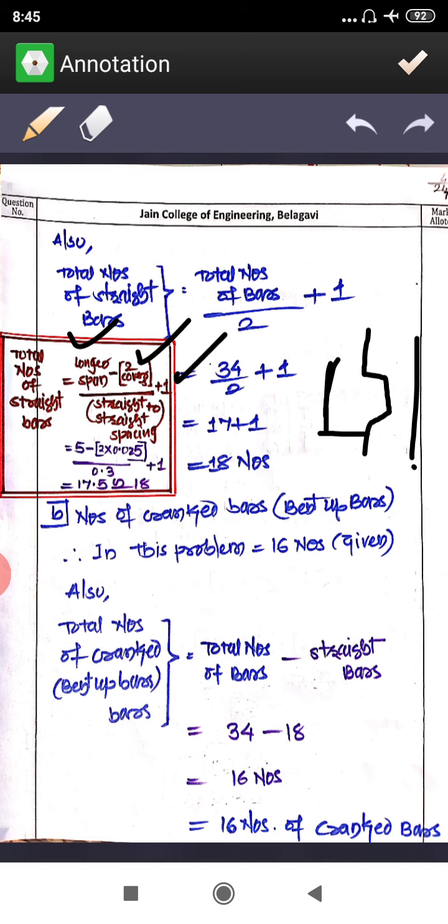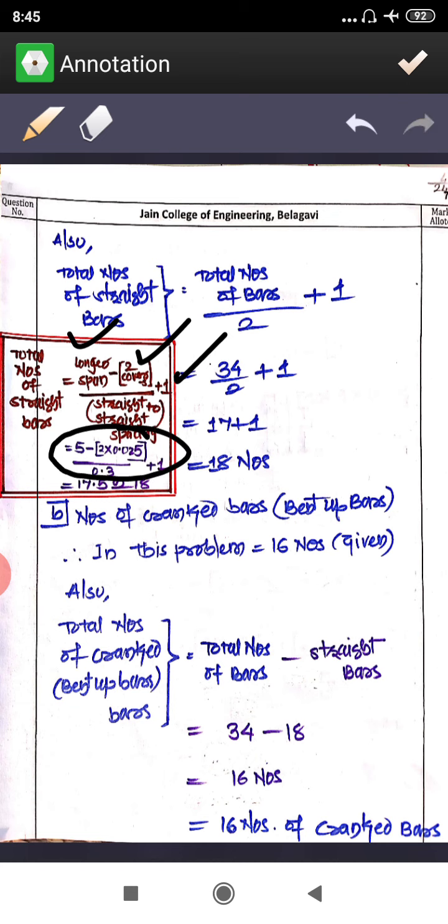But if you take straight to straight, if this is the straight and one more straight here, it is going to be 0.3. So if you take 0.3 there, you will directly get the number of straight bars. That is what I have shown here, that calculation.